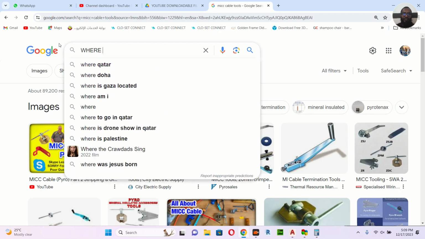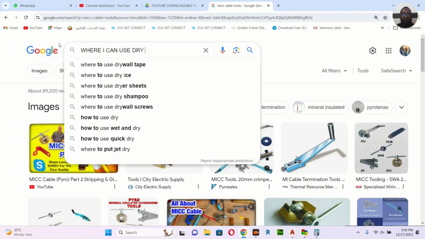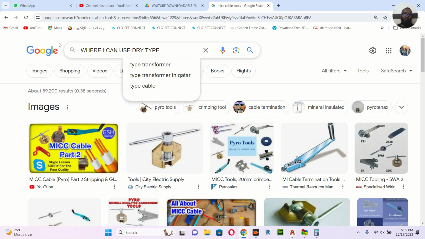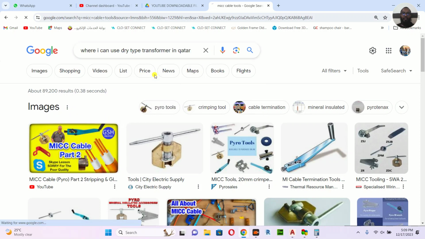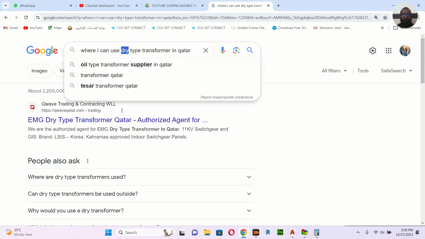Where can I use dry type transformer? Okay, let's search in Qatar. Indoor switchgear. So dry type is indoor. Yes, I made a mistake. Oil type is outdoor.